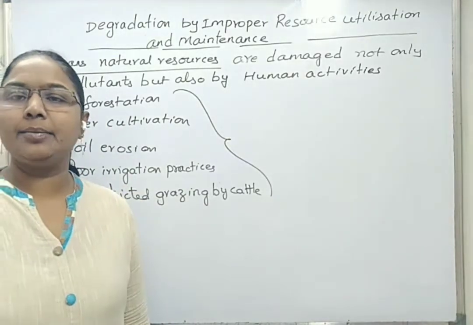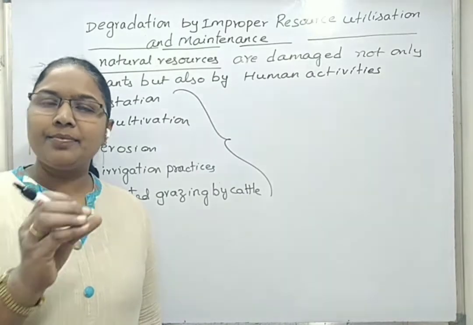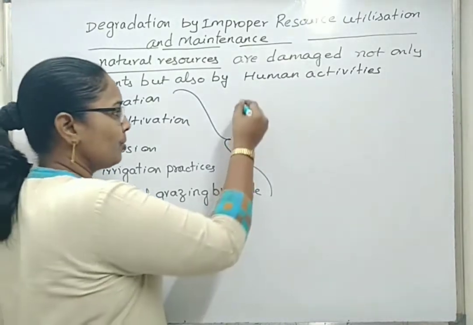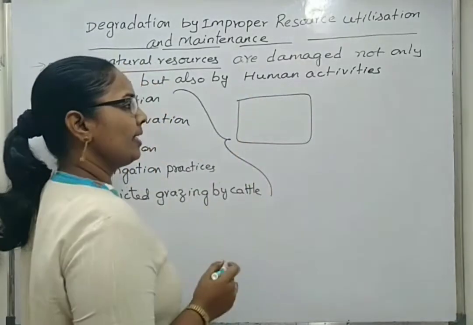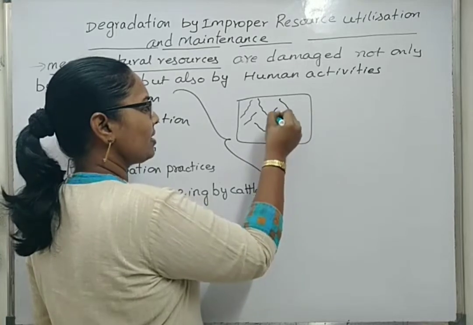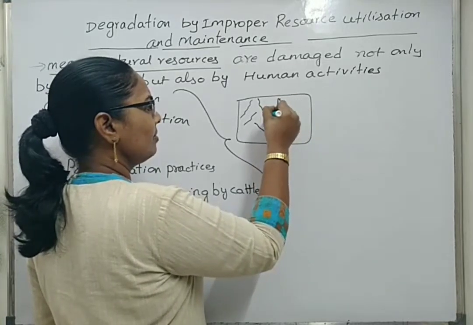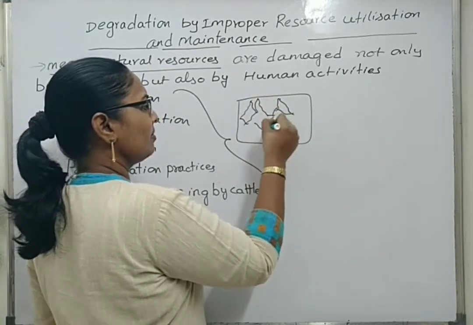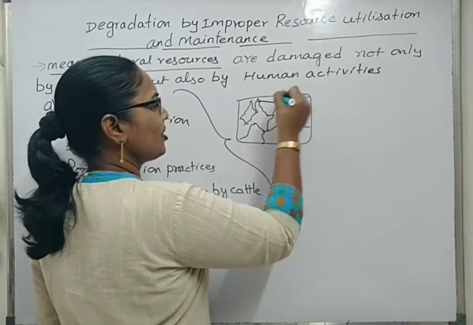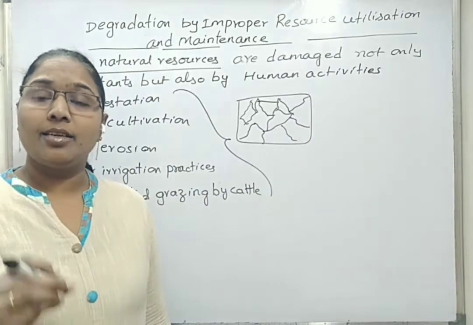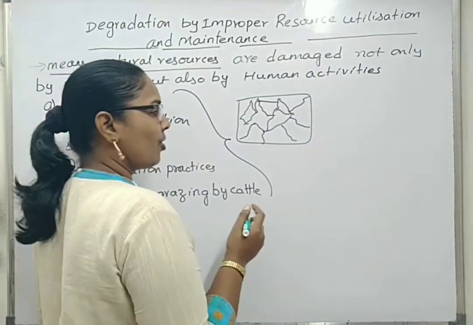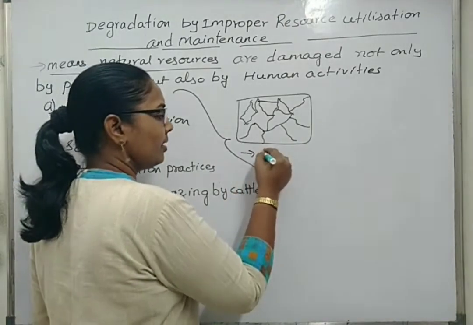What is meant by arid patches? It means that somewhere you might have seen the soil broken into pieces. Suppose this is some area of land, there will be cracks in the soil like this. These are not meant for agriculture, meaning that the soil has become unfit for agricultural purposes. Such areas are called arid patches.